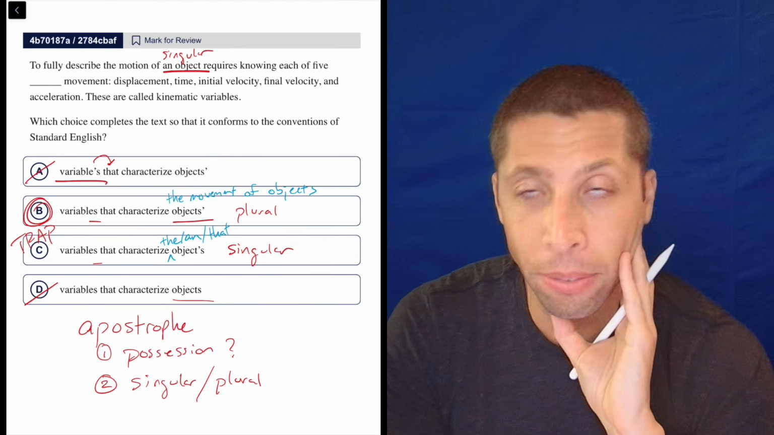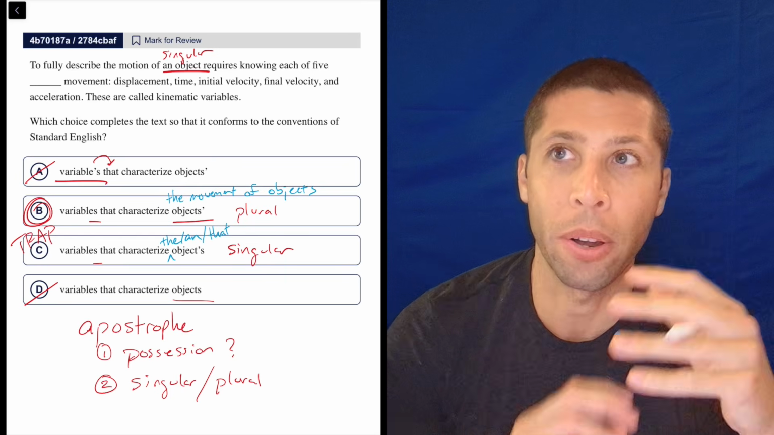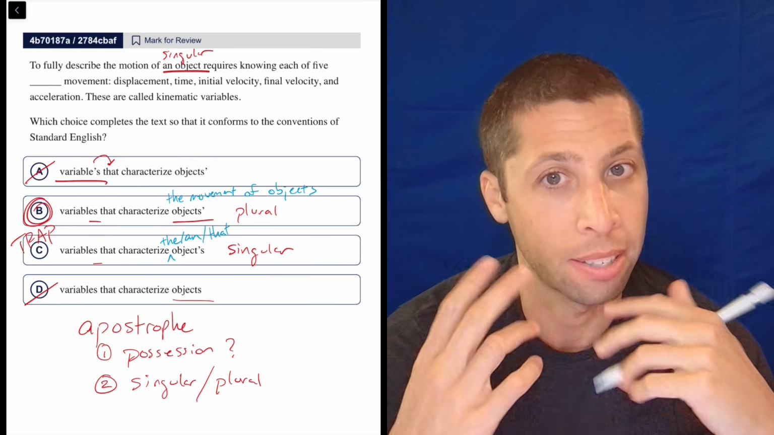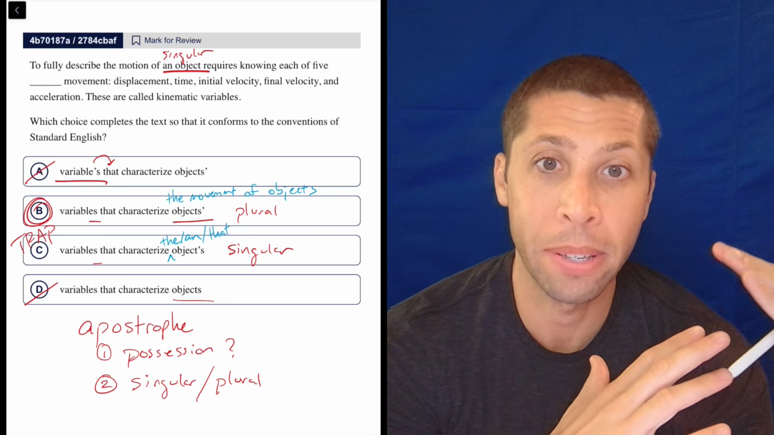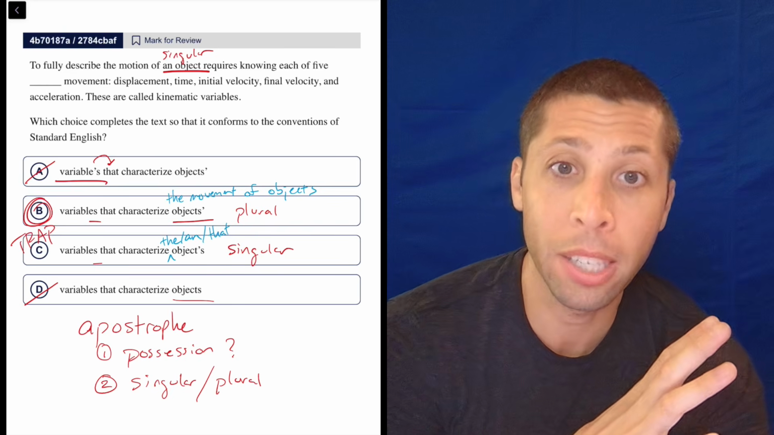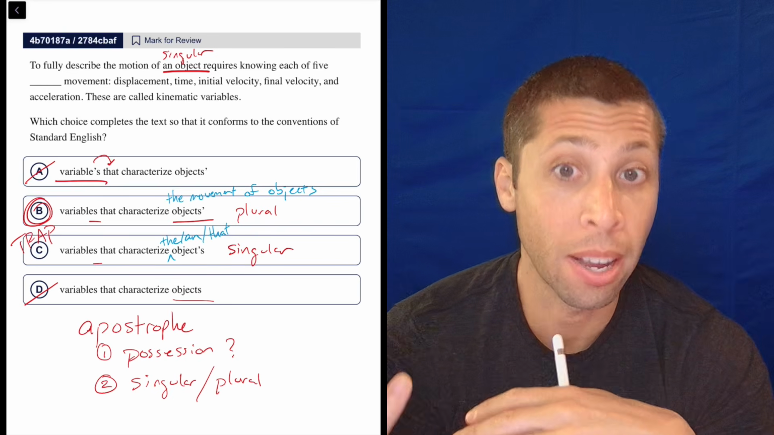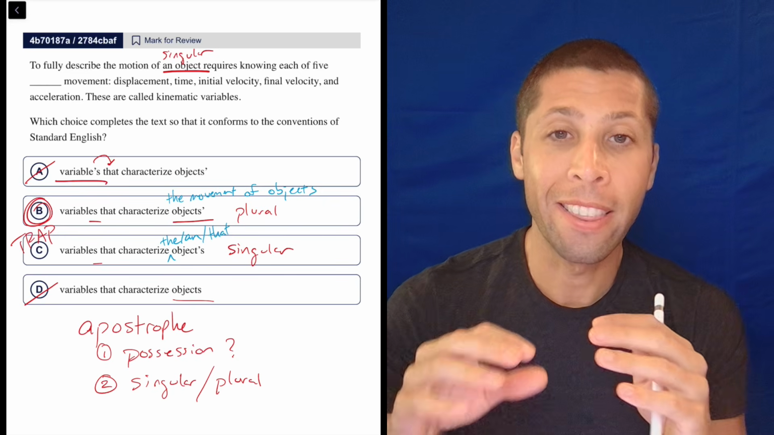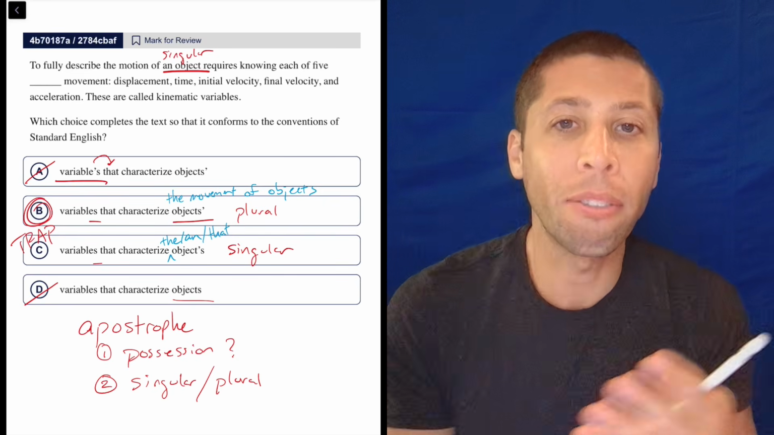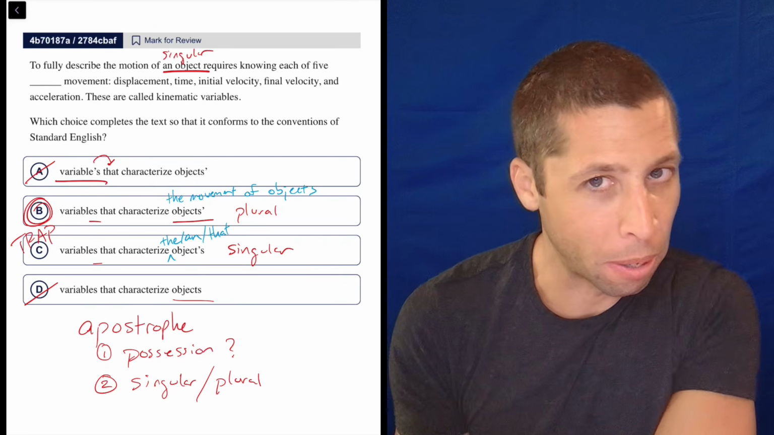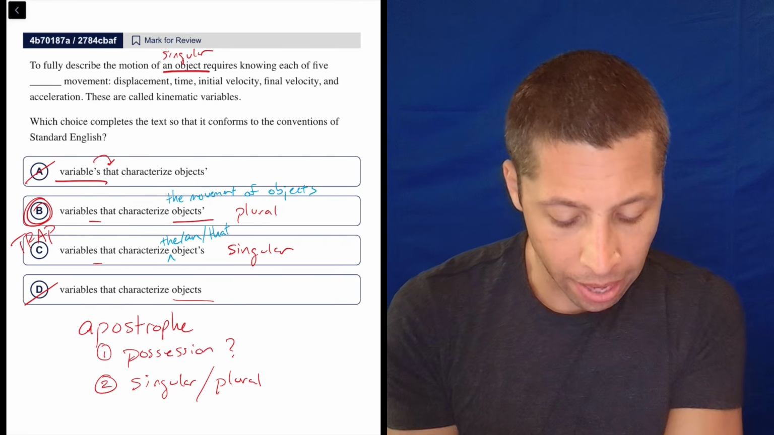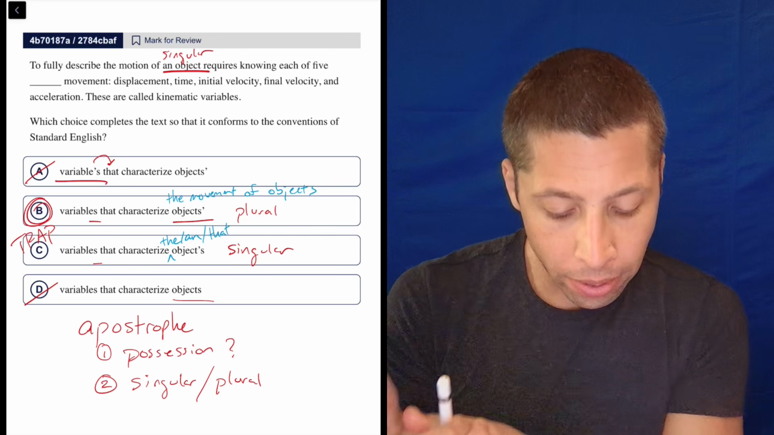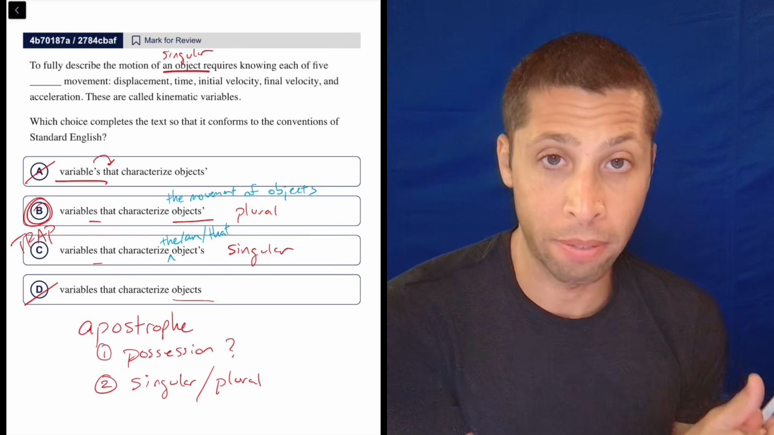So a lot of times on the actual SAT, they do this where they include situations where there's 2 possessions in a sentence or in an underline, and one of the possessions is a normal apostrophe possession. The other is kind of this of, and they're trying to make you put apostrophes on the of situation, but we don't need that. The of is the apostrophe. It's kind of covering that possession idea without us needing the punctuation. So if I rephrase things here, to fully describe the motion of an object requires knowing each of 5 variables that characterize the movement of objects.